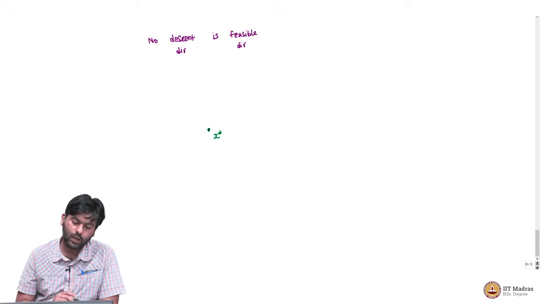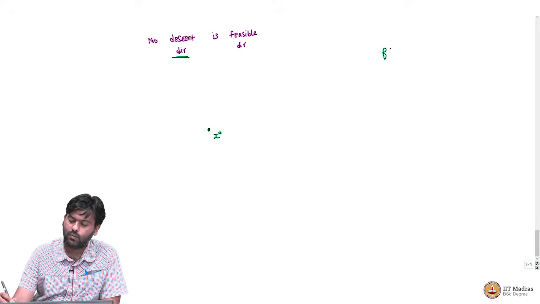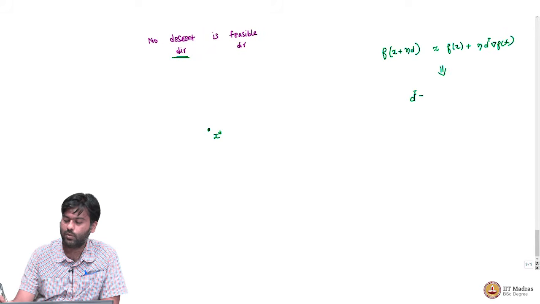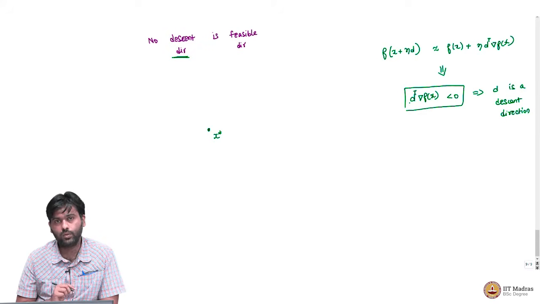Now, how would I check that? So, let us first talk about the descent directions. So, where are the descent directions? Well, what does our Taylor series tell us? Our Taylor series, if you remember, tells us f of x plus eta d is approximated as f of x plus eta d transpose del f of x, and from this we said that d transpose del f of x less than 0 implies d is a descent direction, right. So, if d satisfies d transpose del f of x less than 0, then I can move along d and reduce the function f.